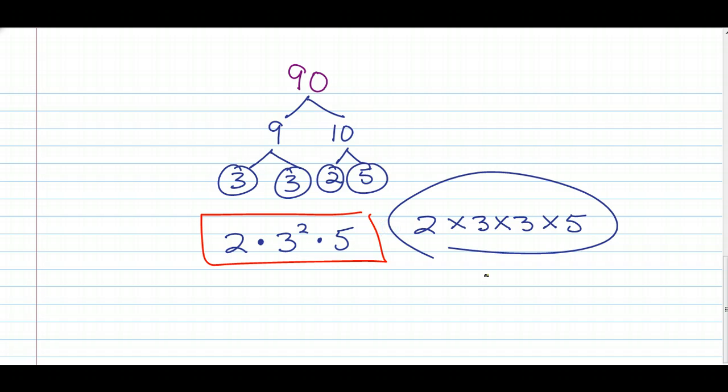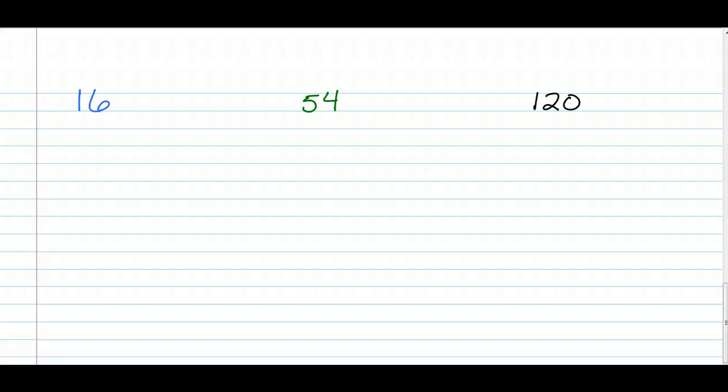All right, I'm going to give some for you to do now. All right, let's start off with numbers, the first one, the prime factorization for 16. Go ahead and try that one, and then when you're done, check your answer, okay? So press pause now, work out 16, and then check your answer.